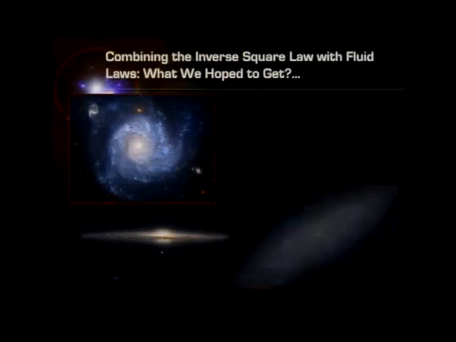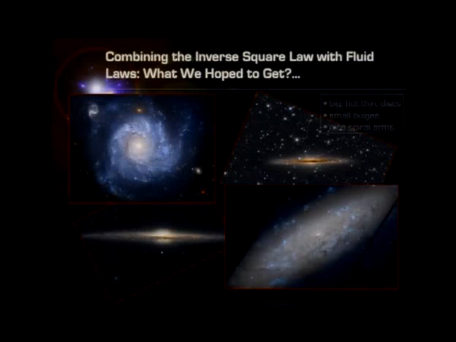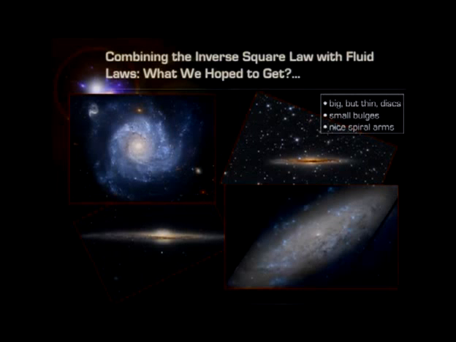So this was the hope when we started to think about putting together the laws of fluids with the inverse square law. This is what we wanted to get. These are what real galaxies look like. To first order, a galaxy like our Milky Way has a big disk. It's got a small bulge of light in the center. There are nice spiral arms. That's what we wanted to get when we merged the laws of fluids with the inverse square law of gravity.